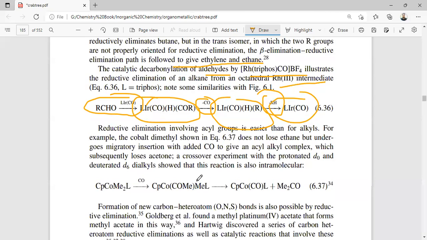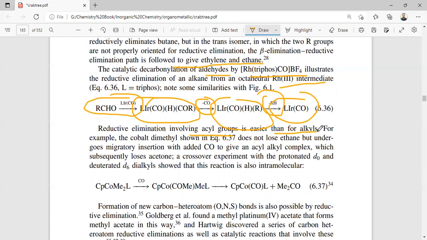So reductive elimination involving aryl groups is easier than for the alkyl. For example, the cobalt dimethyl does not lose ethane but undergoes migration insertion with added CO to give the acyl alkyl complex, which can then eliminate. So this reaction is also intramolecular. So that means the acyl groups are more easily reductively eliminated from the metal complex than the alkyl.